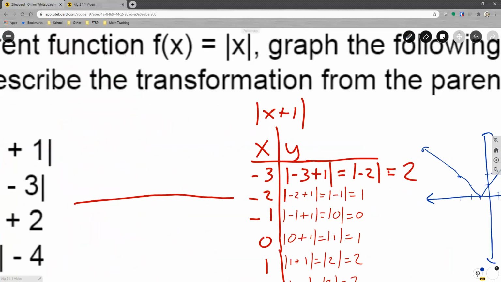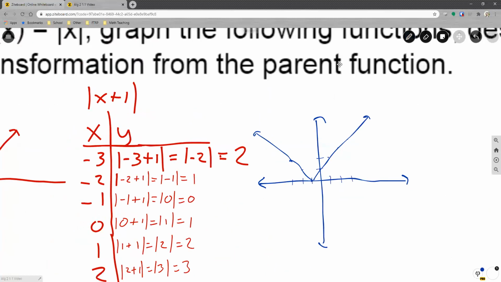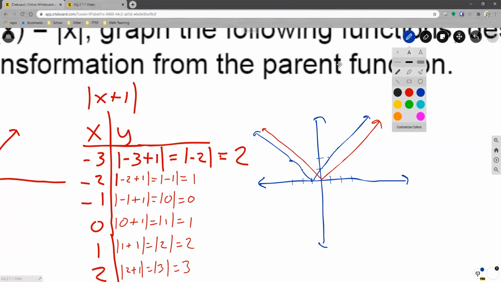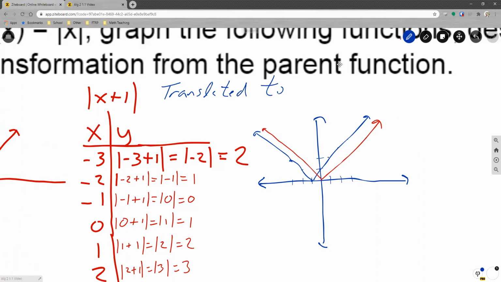So if I want to describe this transformation from the parent function, I can just say, okay, well, from the parent function, which I'm going to overlay, it looks like this. From the red function to become the blue function, I have translated to the left 1 unit. And that's it.